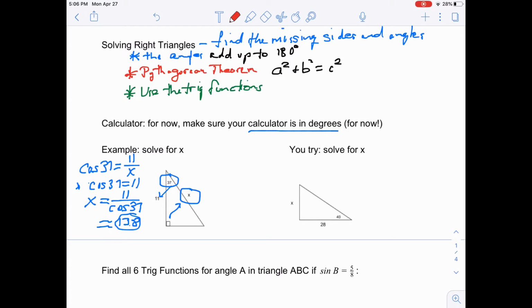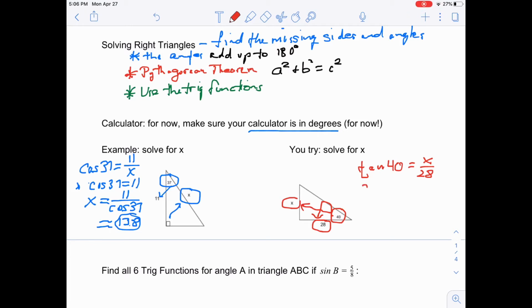Now that you've tried that problem, notice that the angle given to you is the 40 degrees, and that x is the side opposite it. And the 28 is the one that's adjacent to it. That's the one that's right next to it. And so if you've got opposite and adjacent, that's the tangent function. So tangent of 40 is going to equal x over 28.